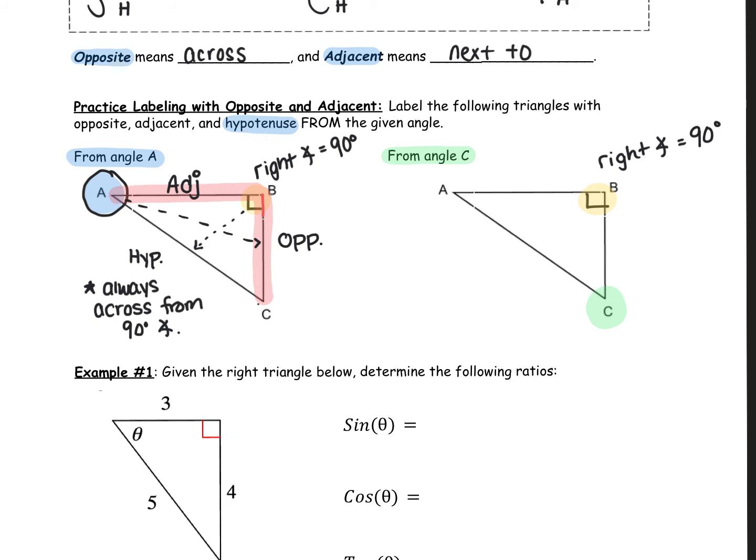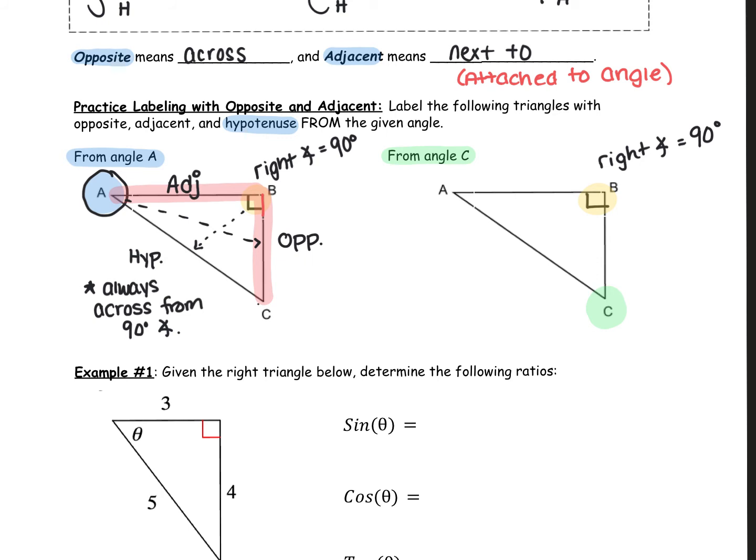Again, just to recap, the hypotenuse is always across from the 90-degree angle. If I'm asking you with respect to angle A, the opposite side is directly across from it, and the adjacent side is right next to it. You can even say attached to it. This side is attached to this angle. Some people like to use that one as well. You could say attached to angle. That might help.